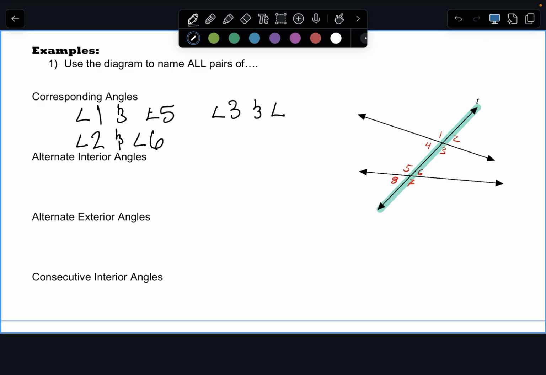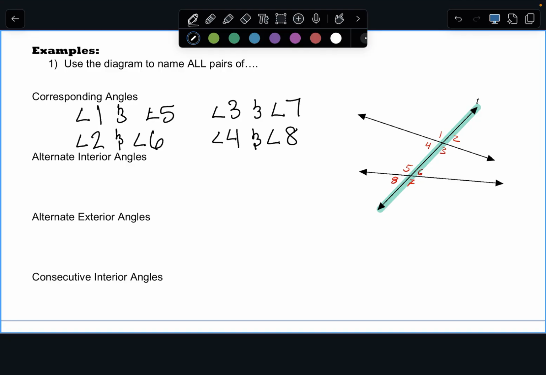Angle 3 is in the bottom right. What other angle is in the bottom right? Yeah, the bottom right down here is angle 7. And then the very last one, angle 4 is in the bottom left. What other angle is in the bottom left? Angle 8. So those are your corresponding angles. They're in the same spot, the same position. Think top right, top left, and the other two.